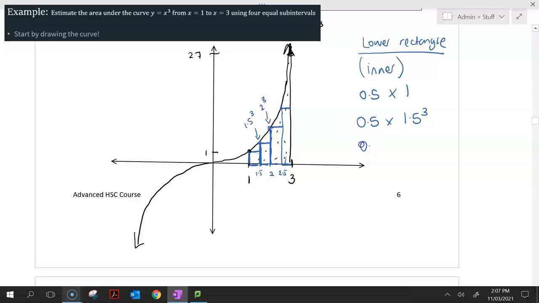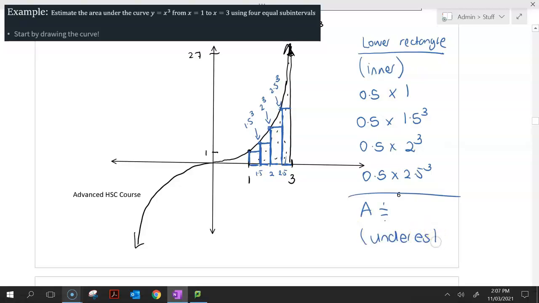2 cubed. So it'll be 0.5 times 2 cubed. And finally, for the fourth rectangle, I'll have 0.5 times 2.5 cubed. And then I'll just work them out and add it up, and I'll have an estimate for the area, which we can see visually. In this case, it definitely will underestimate the curve.